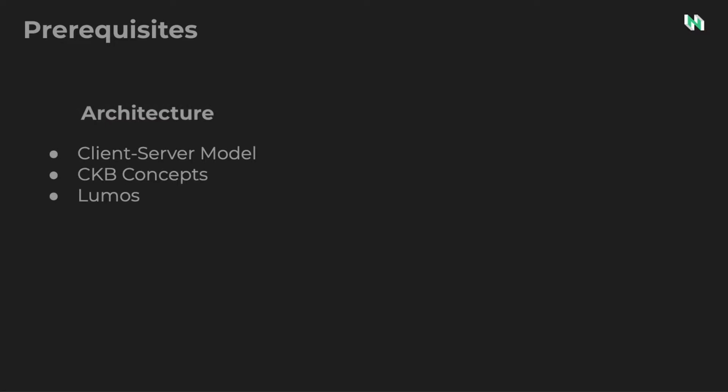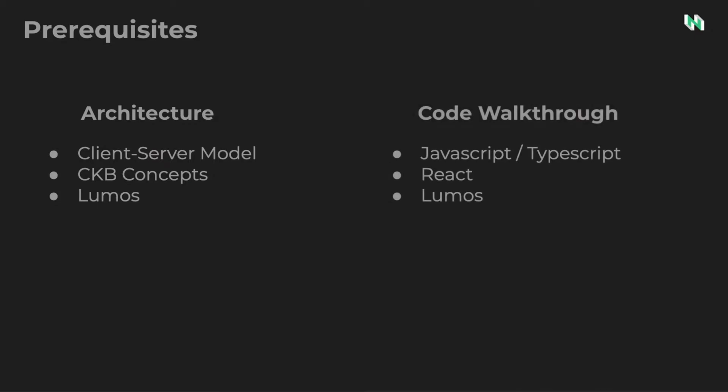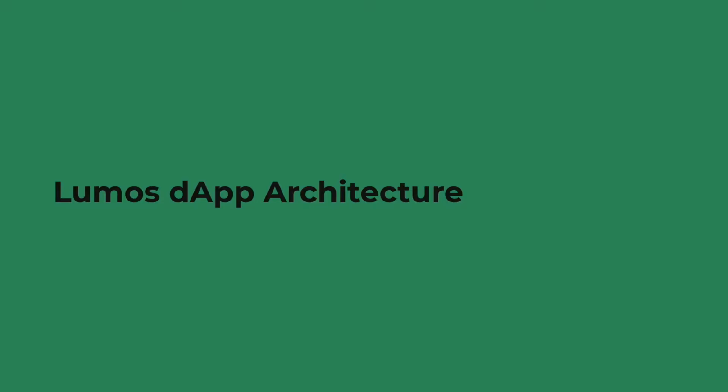A brief note on prerequisites. In addition to the material in the previous videos, you should have a general familiarity with Web 2 client-server apps. The starter Dapp is written in JavaScript and TypeScript on both the client and the server. The client also uses the React framework, so at least some familiarity with these technologies will be quite useful. However, if this isn't your stack of choice, there should still be plenty to learn from both the structure of the application and from the examples of how to interact with CKB programmatically. So with that said, let's get into how to design dApps on Lumos.